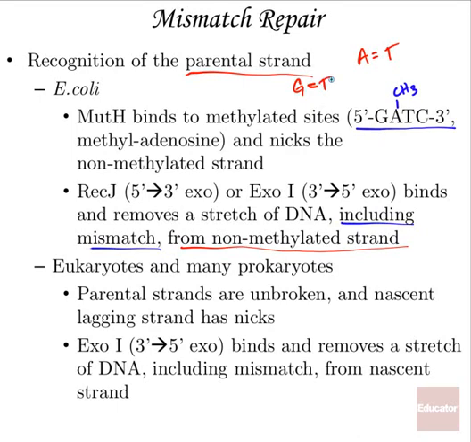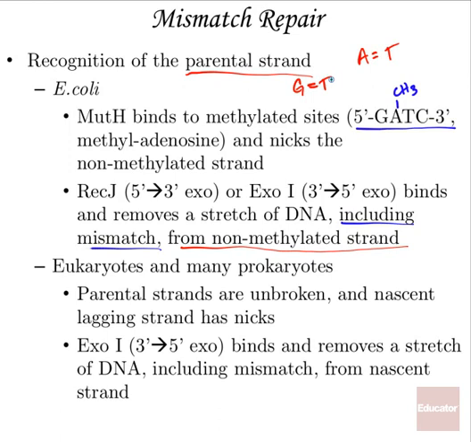All right. Now, eukaryotes and many prokaryotes do not methylate their strands. So this one is a little bit harder to think about. But now our parental strands are unbroken during replication. We know that. And our nascent lagging strand, as we've already talked about, has nicks, right? Because of the Okazaki fragments. The polarity of how DNA polymerase needs to synthesize 5' to 3' leaves us with a lot of nicks.